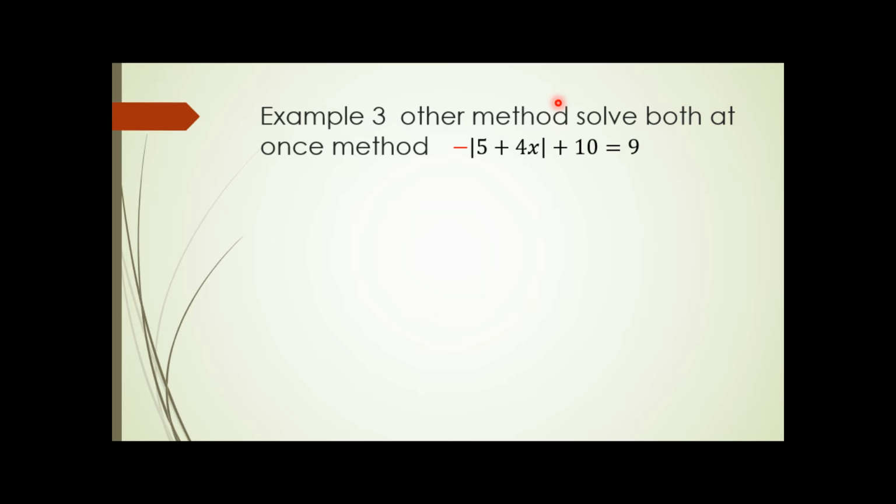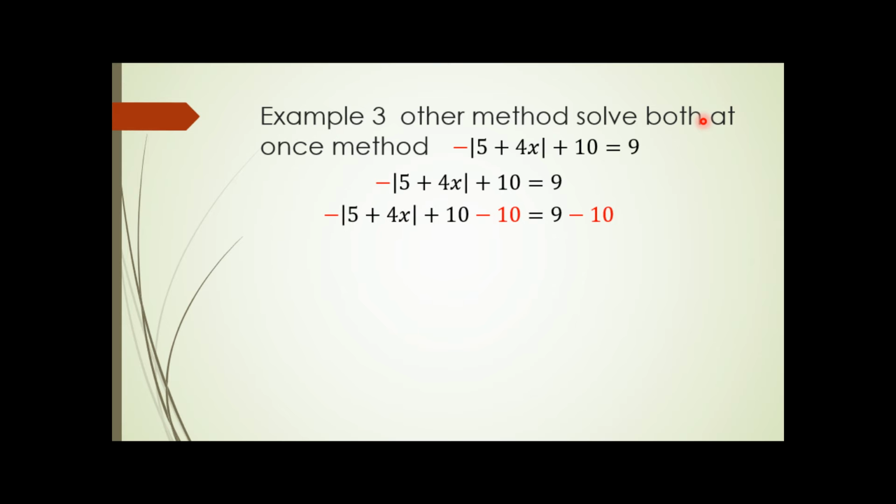You can solve both at once, but first things first, we have to isolate. We have a negative symbol and a plus 10. So we're multiplying by a negative 1 and we're adding 10. We need to take care of that first. So let's go ahead and subtract the 10 from both sides.